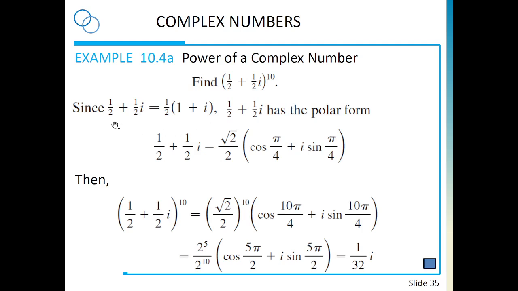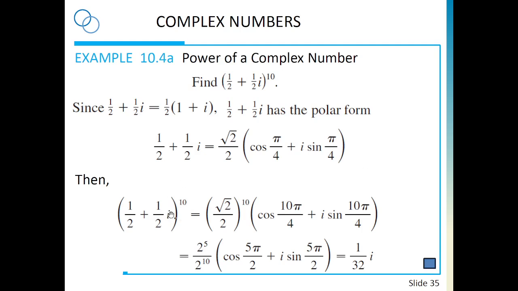So r is the square root of this squared plus this squared, and then the angle: 1 over 2 divided by 1 over 2, which is 1. So tan of the angle is 1, and we are in the first quadrant, so the angle is pi over 4. That's how we find the angle. So we have r and the angle, and we can write it in this polar form.